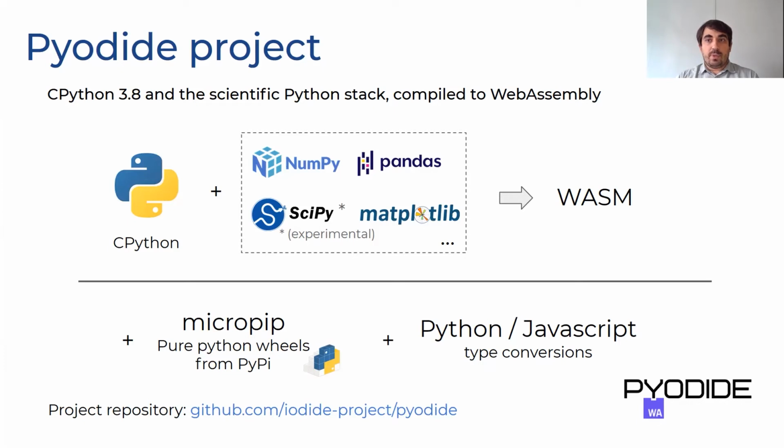Other important modules are the micropip package, which allows you to install pure Python wheels from PyPI. And there is an interface that allows you to do type conversion between Python and JavaScript. Meaning that if you have an object in Python, you can expose it in JavaScript and use it from JavaScript and the other way around.